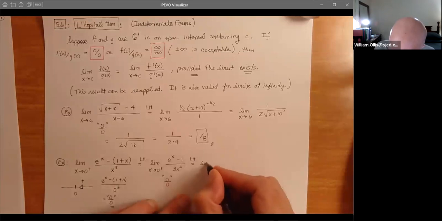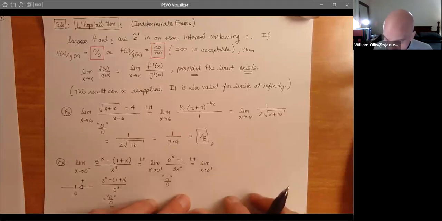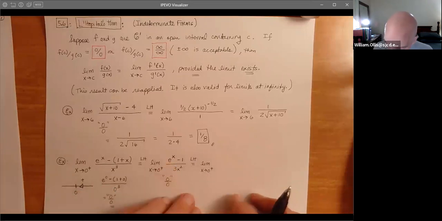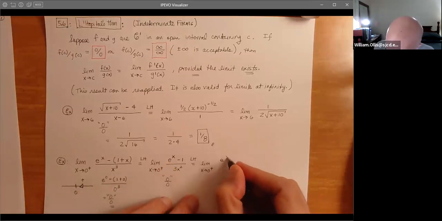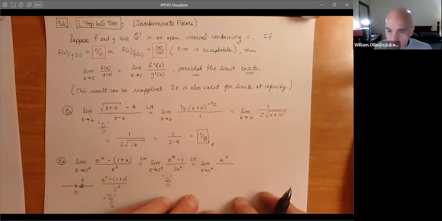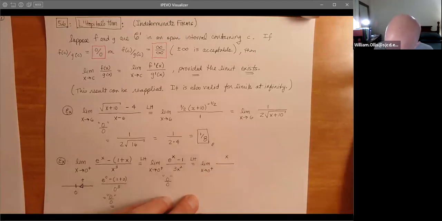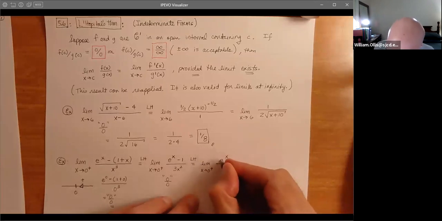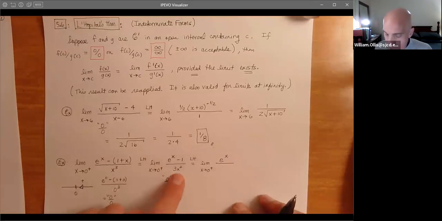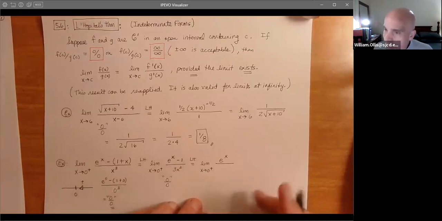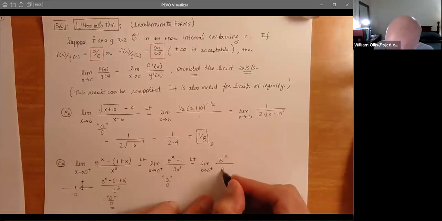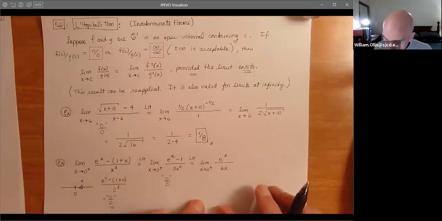So this gives us the limit as x approaches 0 from the right. Of course, now the derivative of e to the x is just e to the x. And then, of course, we have, well, that e looks a little bad. Let me write it so you can actually see it. There we go. And then, of course, the derivative of 3x squared is 6x. We like the simple problems.